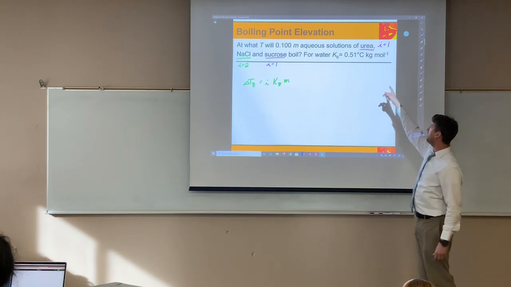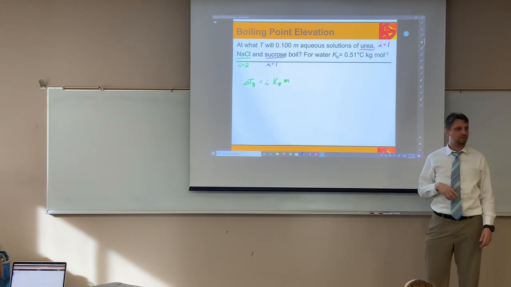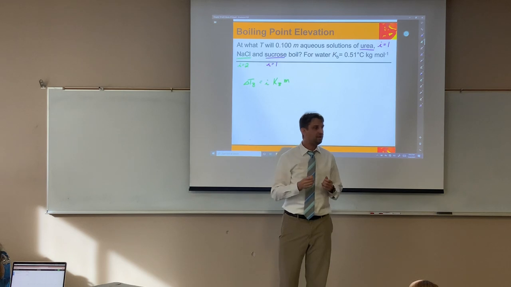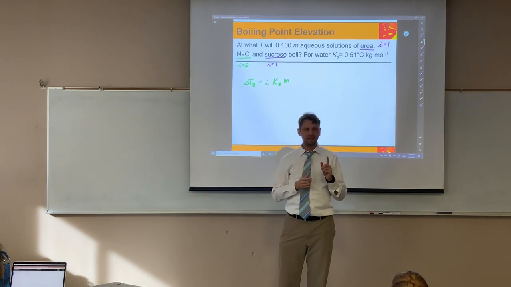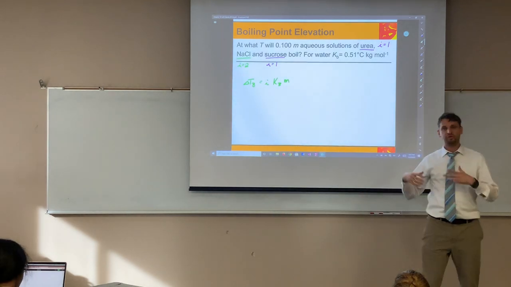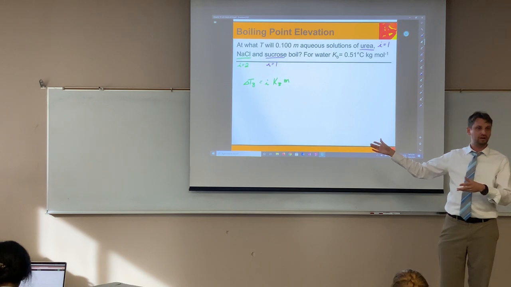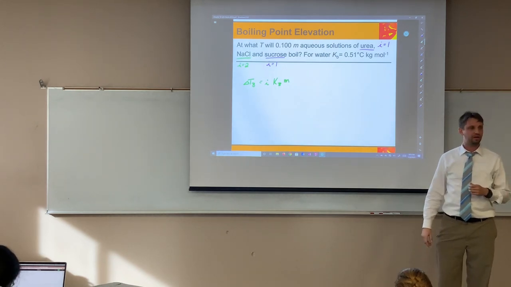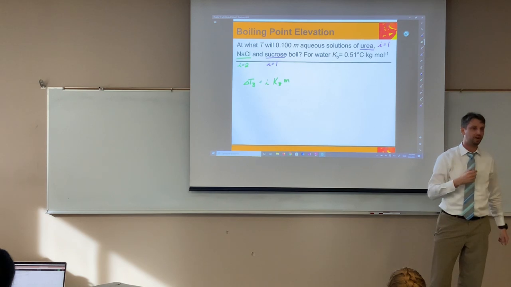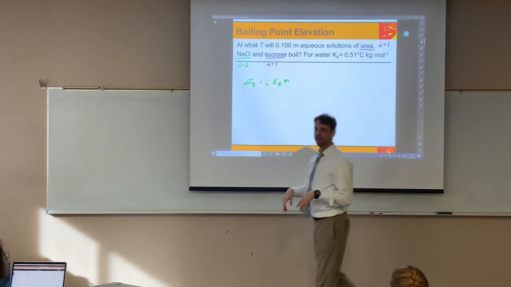If I know the delta T for urea and sucrose, how would I get it for sodium chloride? Just multiply by 2 instead. That's nice and easy, but it should also make you say, wait a minute, I don't think this is how it works in real life. And you're absolutely correct. For our purposes, this is a good approximation. In reality, urea is very different from sucrose and sodium chloride, so reality is going to be a little different from what we calculate here, because this is completely agnostic of the actual identity of what we are dissolving. Whatever we dissolve, it changes the temperature.